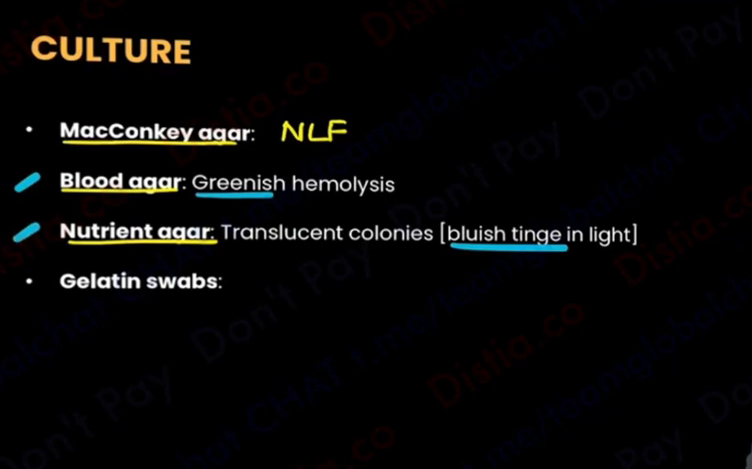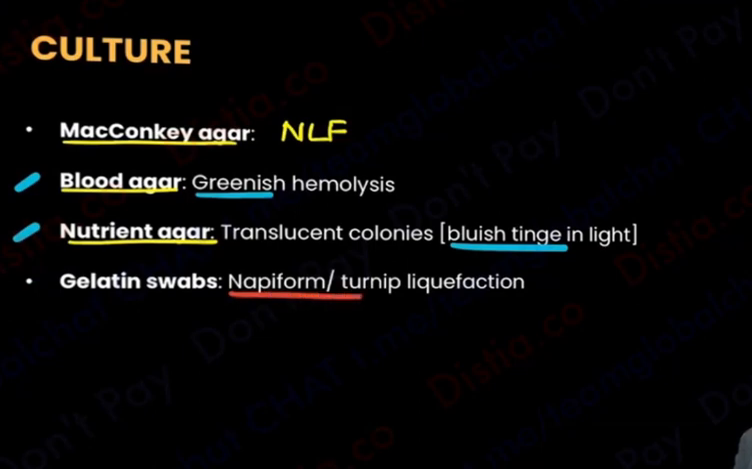No one's going to expect you to know that blood agar is giving you a greenish hemolysis or your nutrient agar is showing you a bluish tinge. So, make the diagnosis on this? No, diagnosis will come first on rice water stool. But the gelatin stabs can definitely be given to me. This shows you a napiform or turnip liquefaction.